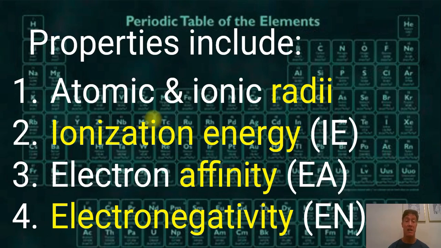So these properties that we can predict and explain are the atomic and ionic radii, the size of atoms and ions, the ionization energy, the energy it takes to pluck electrons away from their orbital shells, away from the nucleus. It explains electron affinity, that is the energy released when electrons are captured by ions or atoms. And it also explains electronegativity, and that's the tendency within a bond for one atom to pull more strongly on the electrons than another atom.